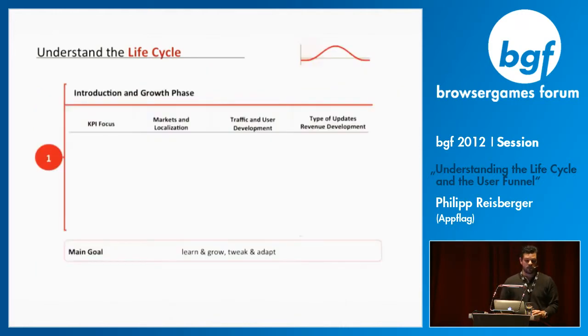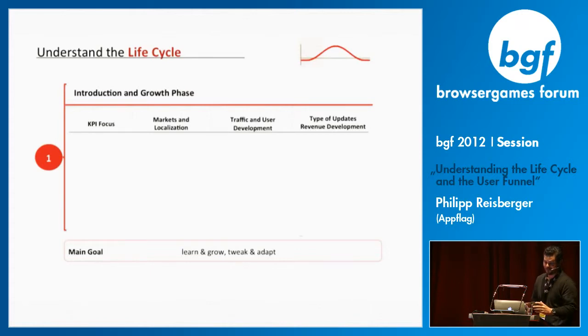What I basically did here, just as an example again, is how does the KPI focus change? How does the market focus change? Or what type of updates you have to develop in each stage, and especially in terms of marketing spending and everything. So what you see here, quite easy.